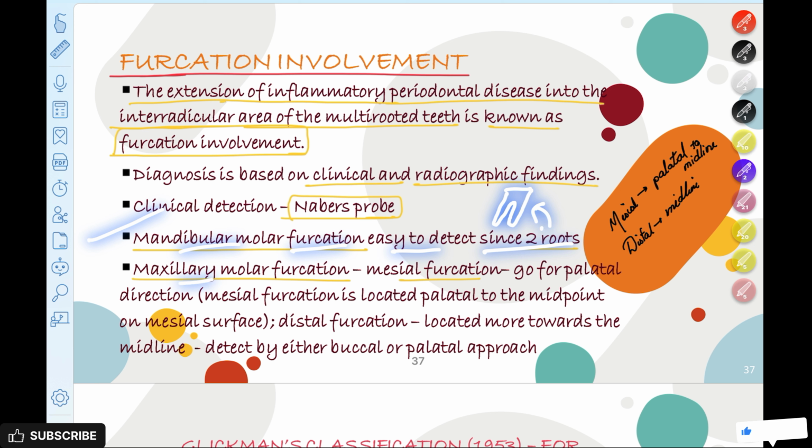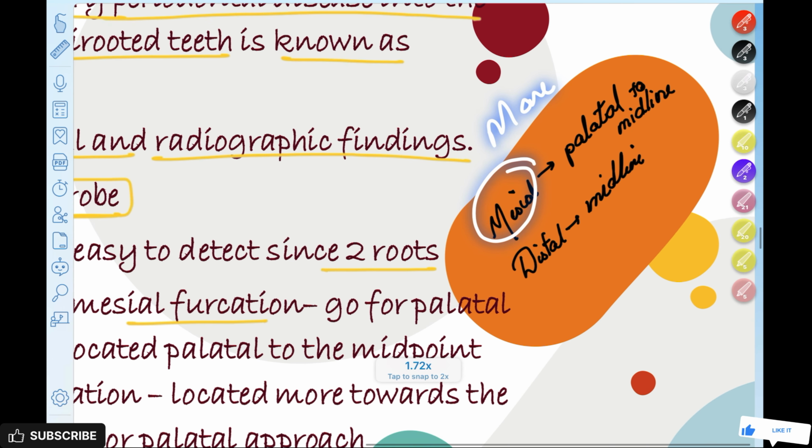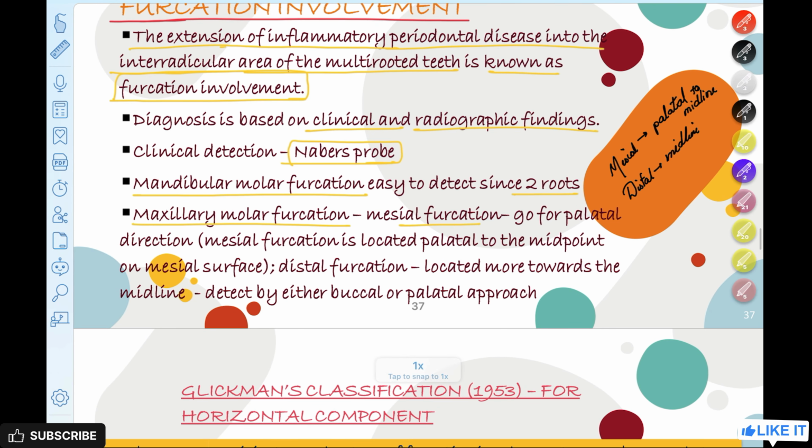In the maxillary molar furcation, for mesial furcation, go from the palatal direction. One thing we have to note in the maxillary molar: when we check mesial furcation, it is palatal to the midline. If this is the midline, it is lingual to the midline, and in the case of distal furcation, it is at the midline. So remember always, mesial furcation is palatal to the midline and distal furcation is at the midline.